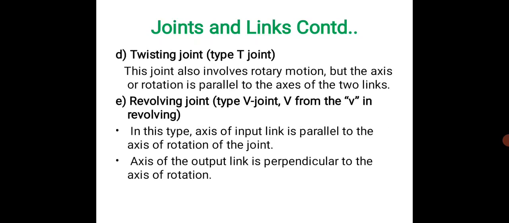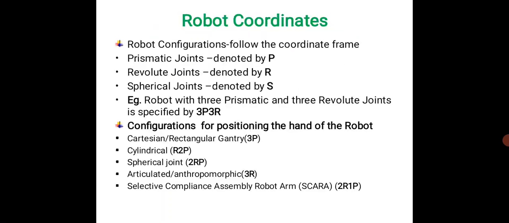And once you come to the twisting joint, which I call type D joint, this involves a rotary motion, but the axis of rotation is parallel to the axes of the two links, unlike the previous one. The revolving joint, which we term V, is where the axis of the input link is parallel to the axis of rotation of the joint, and the output link axis is perpendicular to the axis of rotation.